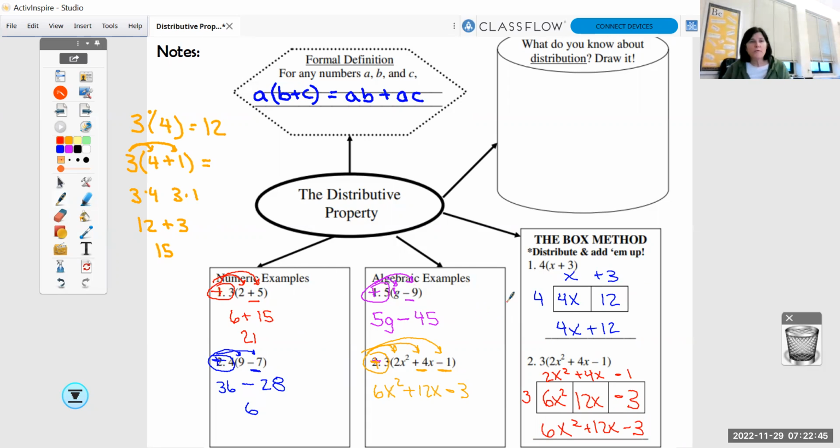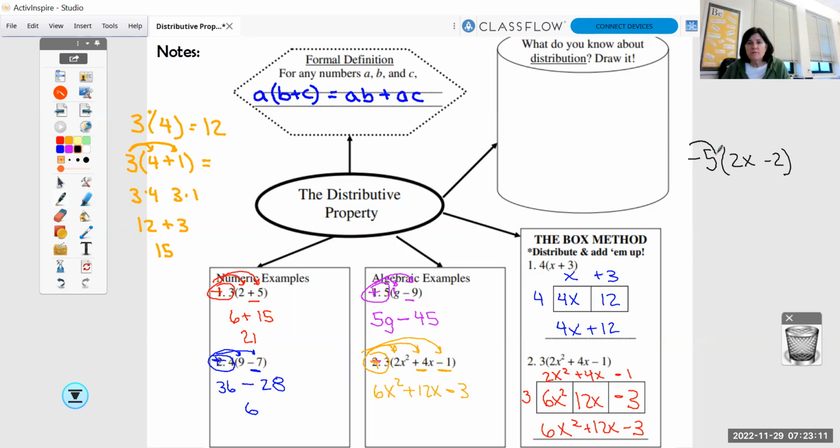I want to show you one more example because you might see this on your practice. You don't need to write this down if you don't want to, but if you want to, maybe at the bottom, you could do that. So what if our number on the outside is negative? What if I have negative 5 times 2X minus 2?